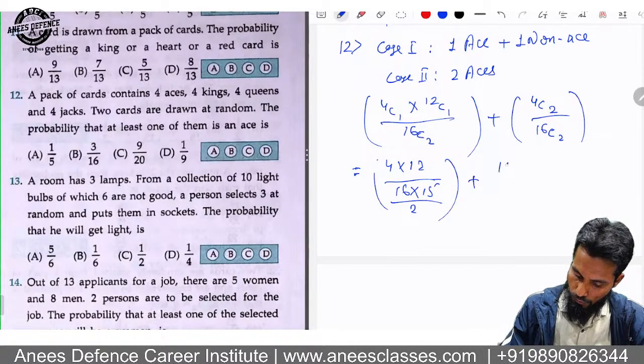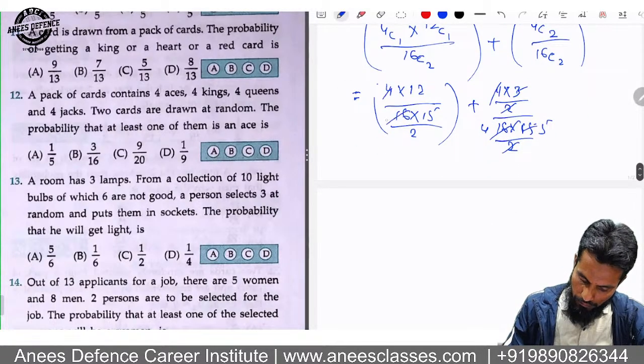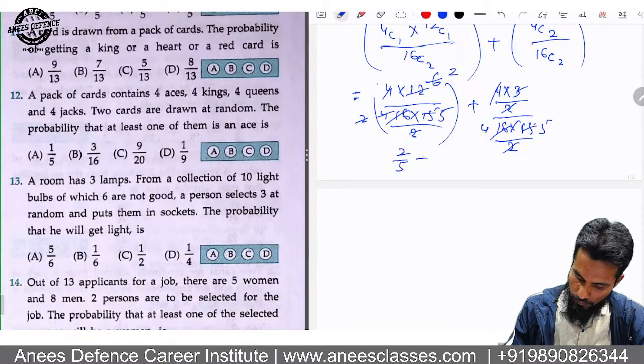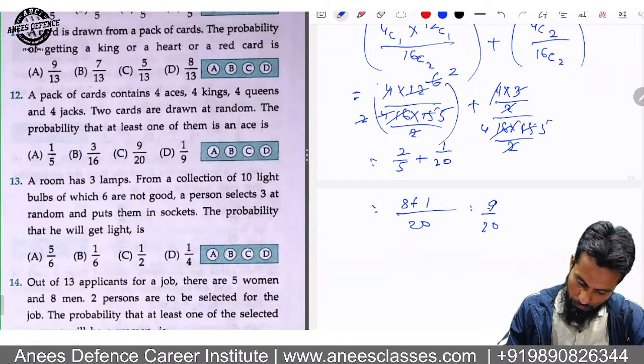And this you will get 4 into 3 by 2 divided by 16 into 15 by 2. These two will cancel each other. Again, this 4 will cancel this 16 four times, and 2 with this 4 two times, with this 2 this 6 times, 3 2 and 3 5. So you got here 2 by 5 plus 1 by 20. Fine. So when you take the LCM as 20, you are going to get 4 into 2 is 8 plus 1, that is 9 by 20. 9 by 20, option number C. Okay, option C will be your correct answer.